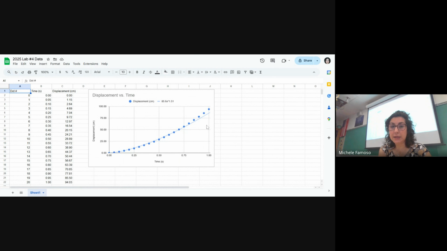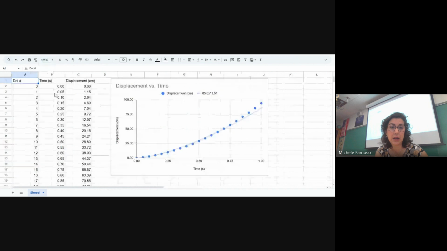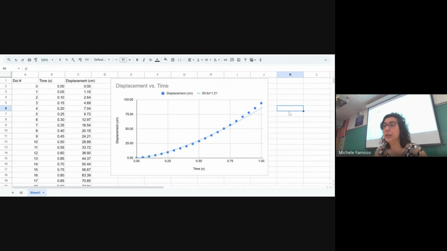Now, this is the graph that I think Olivia's group got, right? This is your data. Okay. And we made some modifications yesterday to get the dot number, the times, and the displacements. You're going to format this so it looks a lot prettier when you put it in your actual report that you're submitting to me. And you got a graph of displacement versus time, which looks a lot like what we see here. The equation really is irrelevant because what do we have to do with this graph?